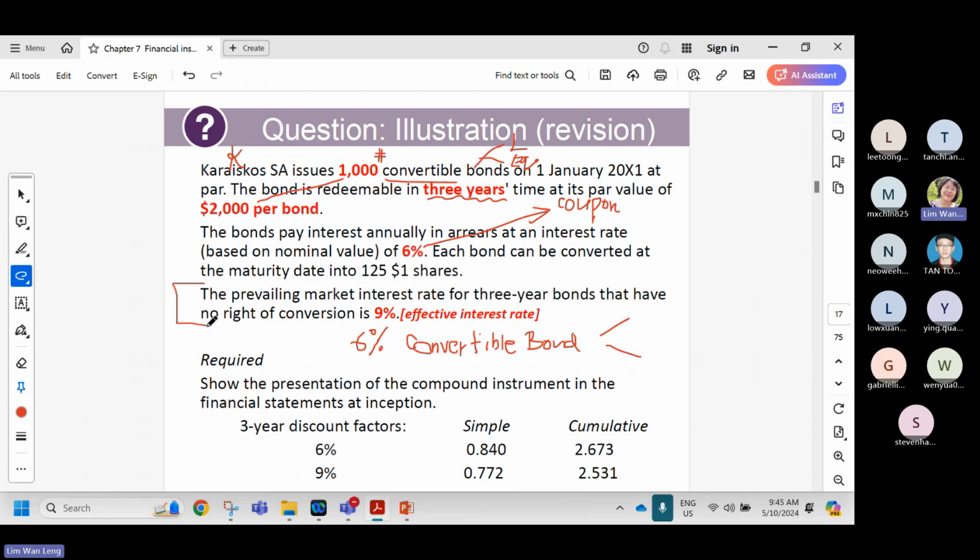And then they tell you the prevailing market interest rate for the 3-year bonds that have no conversion right is 9%. So this 9% is actually the effective interest rate. And for this kind of bonds having the convertible feature, you have to use split accounting to distinguish how much is the liability value and the balance will be the equity.